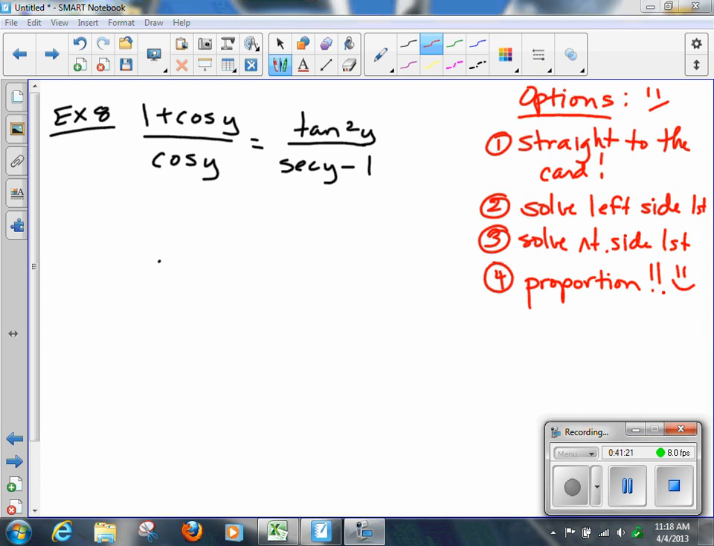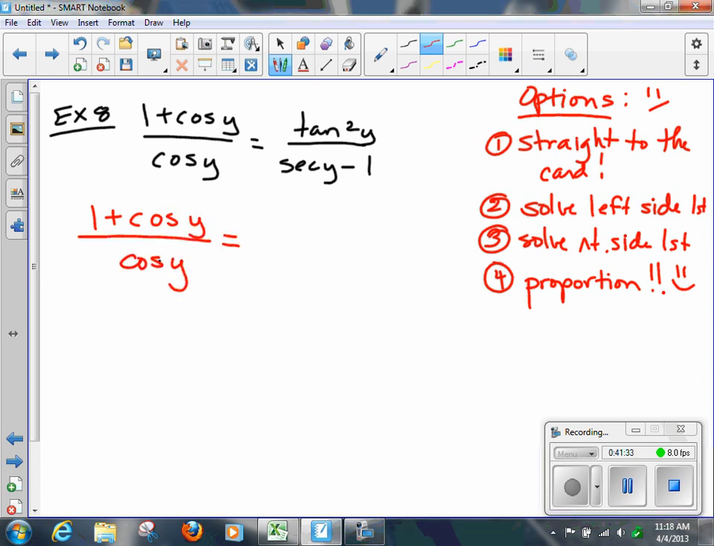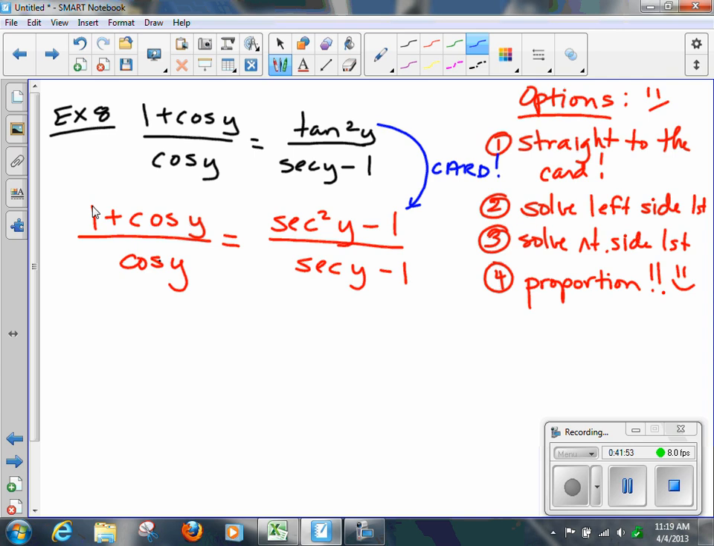What was on your card, Tyler? Tangent squared y. What was on your card? All right, I'm going to write this down. I'm going to keep writing down my left side. You said tangent squared y straight from the card was what? Secant squared y minus 1 over secant y minus 1. That's straight from the card. Anybody seeing anything else that you can do?